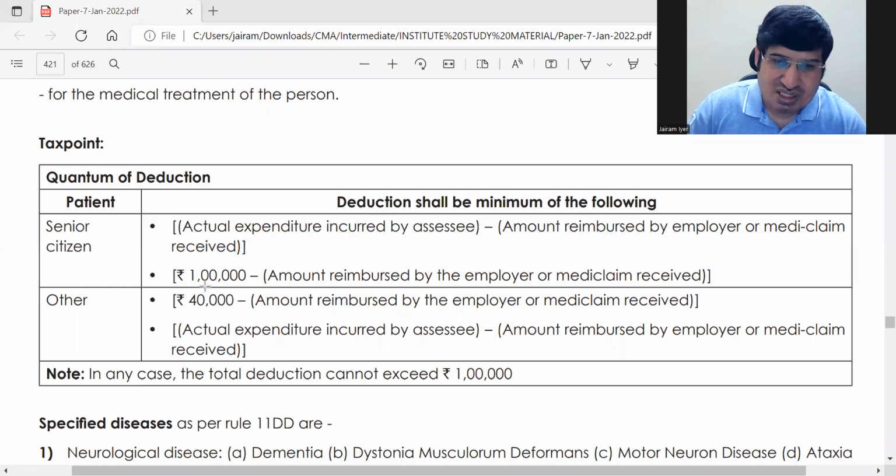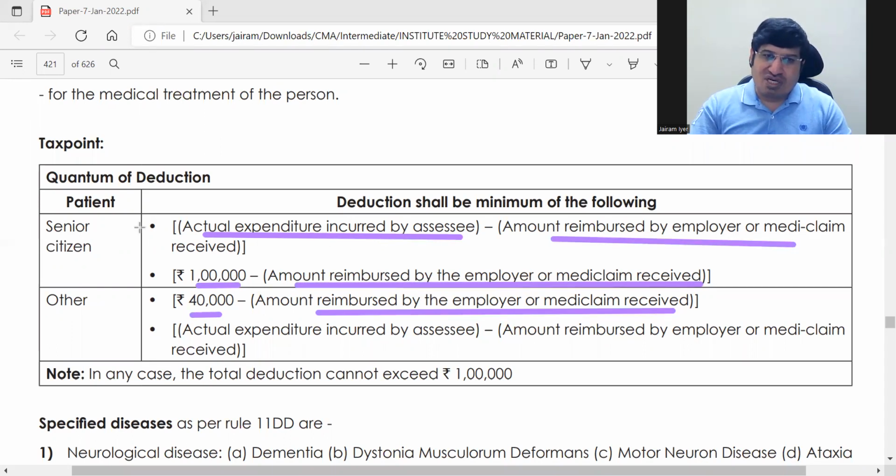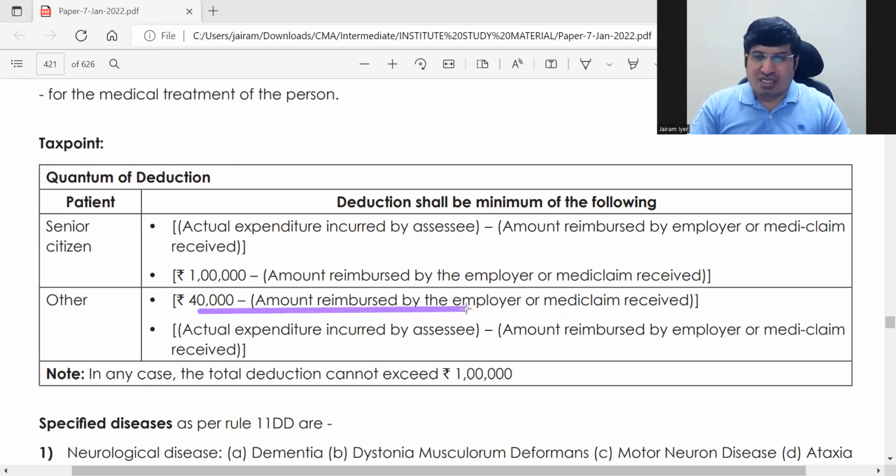First, two limits are there. One is 1 lakh, one is 40,000. From this 1 lakh or 40,000, deduct the amount reimbursed or the mediclaim received. One is deduct from the limit, and two is deduct from the expenditure also. This is your expenditure. Whatever is the amount reimbursed, just deduct it. That will become your net expenditure. Now deduction will be the lower of this and this, the minimum of the two. Basically for 40,000, you will do 40,000 minus amount reimbursed or mediclaim, or your actual expenditure minus amount reimbursed. Lower of the two, you will get as deduction. That is the procedure for this.